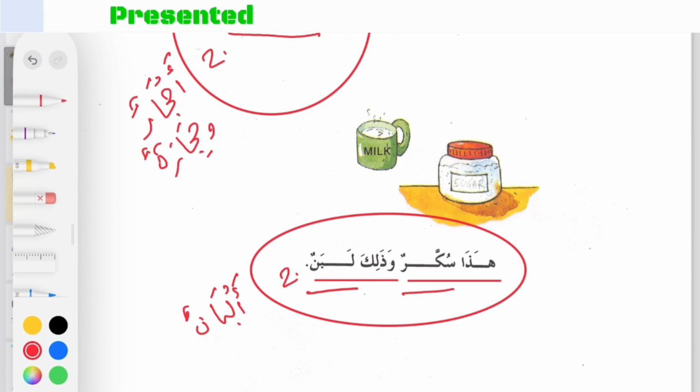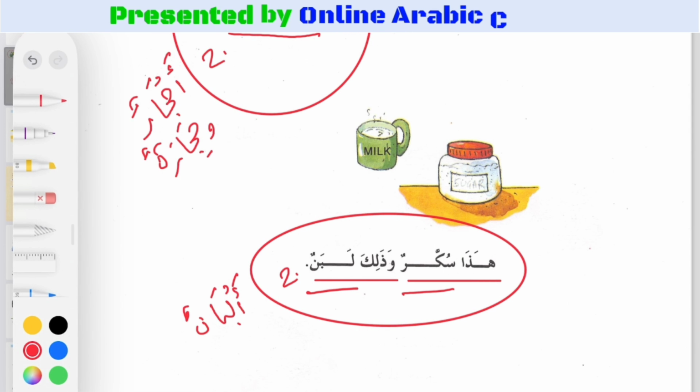So for such words in Arabic language we can use tanween, but in English language we cannot translate using a or an. Like in this one we say hada sukkarun, this is sugar. We don't say this is a sugar.